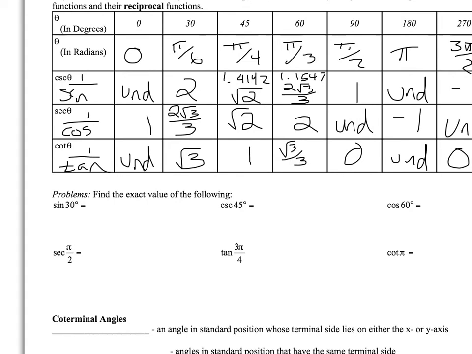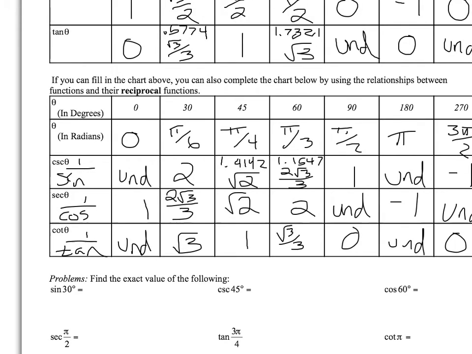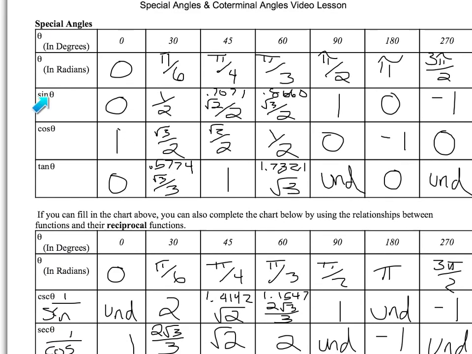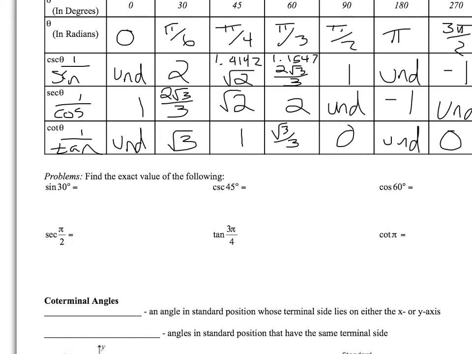It says find the exact value of the following. You can type them in your calculator or you can look above. We want sine 30 degrees. So I go up here to sine 30, and I see it matches up to be a 1/2. So sine of 30 is 1/2. And I'm going to have you finish the rest. You're just looking at your charts above to fill in the blanks.